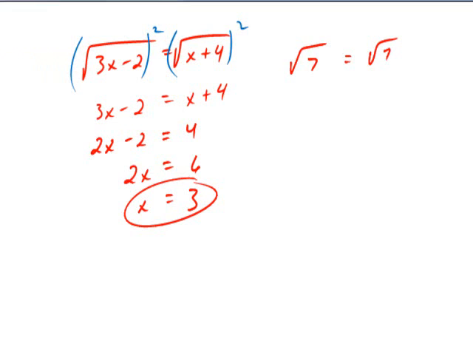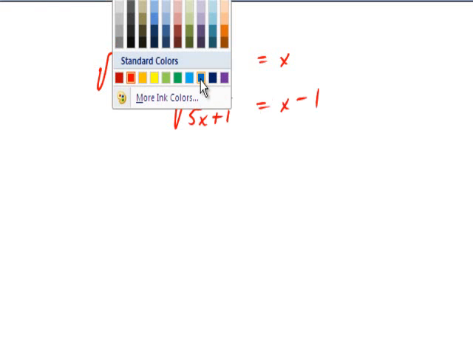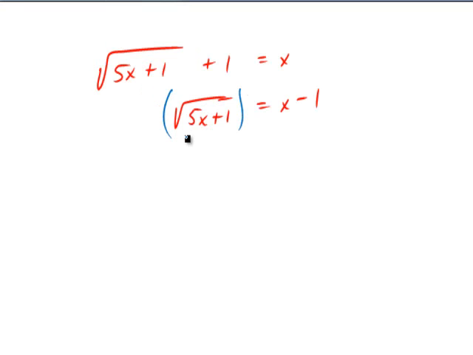And one more example, or one more practice problem. Pause the video, solve the equation, and come back to the video to check your answer. In this problem, I want to isolate the square root, so I can subtract 1 from both sides. I can undo the square root by squaring both sides.